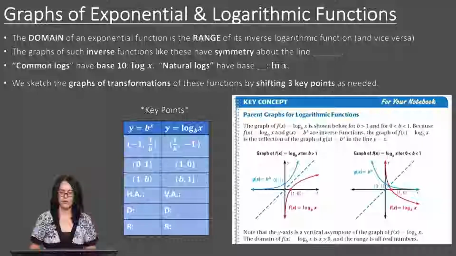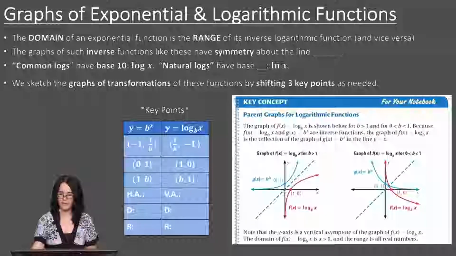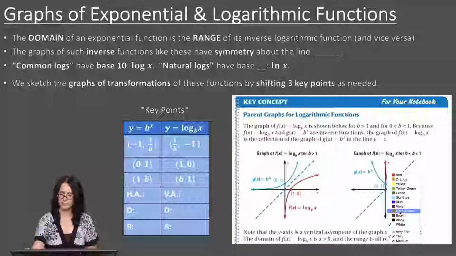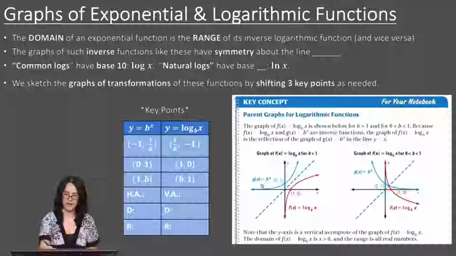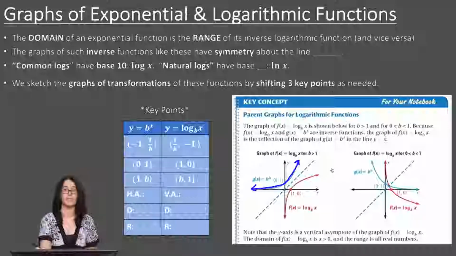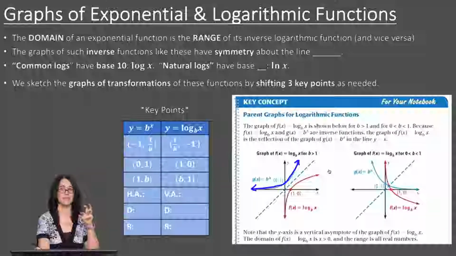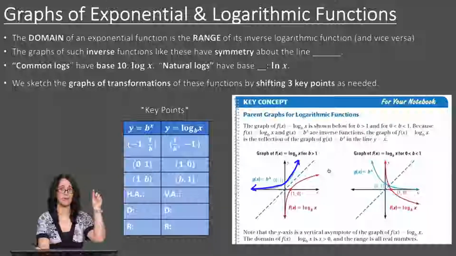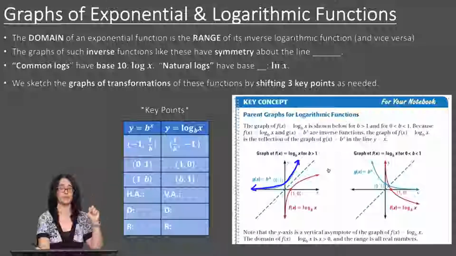If we look at our graph that represents f of x equals b to the x, our exponential graph here in blue, we see that we have exponential growth whenever our values for b, our base, are greater than 1. Exponential in the sense that the variable is living in the exponent, so that's one clue that this is exponential growth.